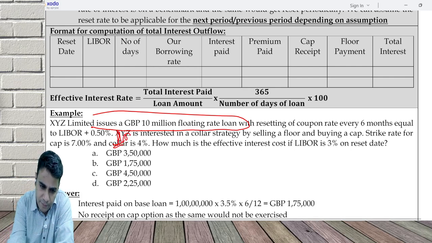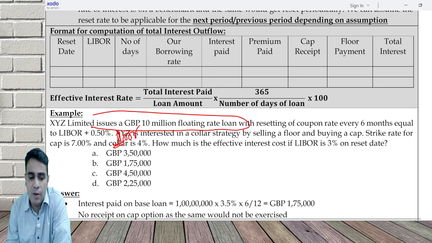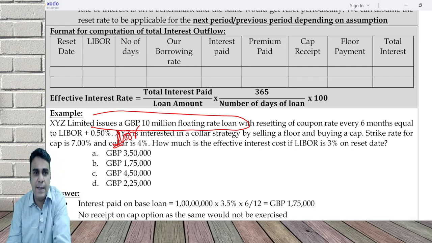It should be floor here, okay? For floor, it is 4%. For cap, it is 7%. Now, what is the implication of this?